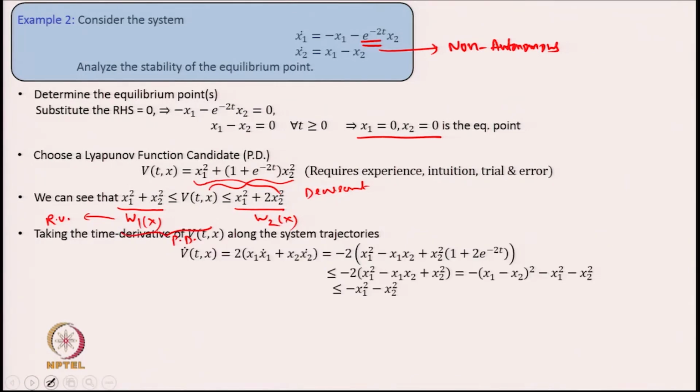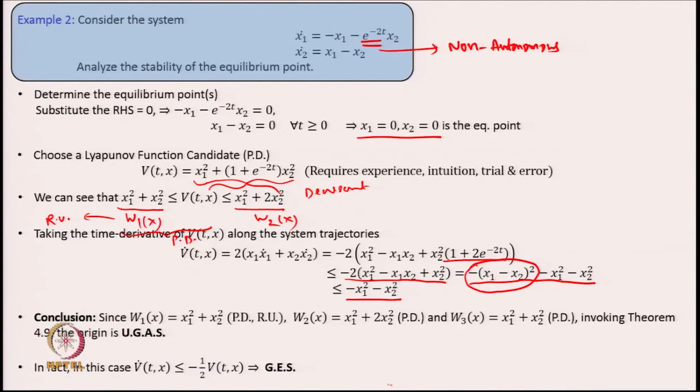So, next we take the time derivative of V along the system trajectory. We do the same thing: we take the time derivative, substitute the dynamics, and what we get has some time dependence here. Then we further upper bound it like this, and using some manipulations we convert it to this, and this is a negative term. So, we just throw it out and further upper bound this by this expression. This expression says that V dot is negative definite.